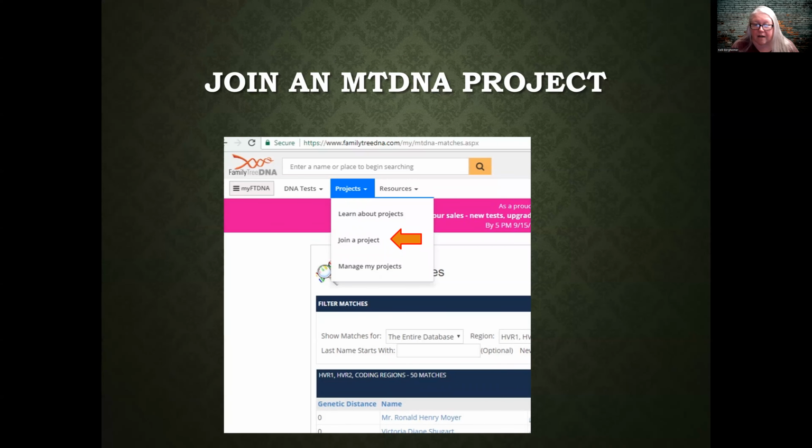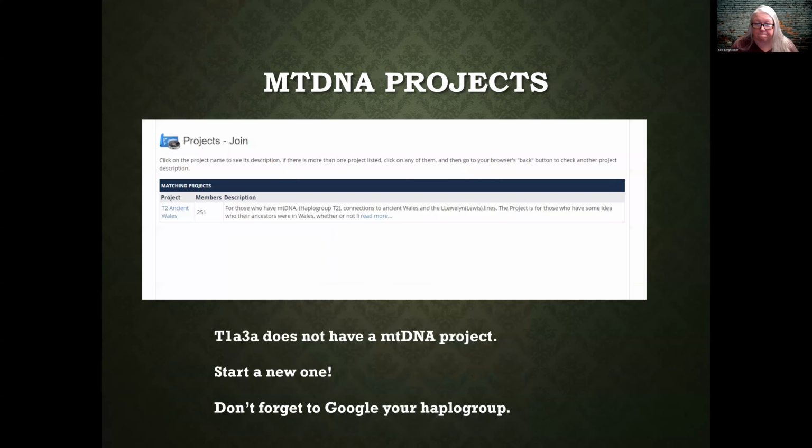You can join a project. So there are all kinds of ways that you can join projects by regions and things like that. And you can join the project by haplogroup. So when I looked for my group, it doesn't have a specific mitochondrial DNA project. I could start one, in my free time. But don't forget to Google your haplogroup, because that's another thing where you might find a lot more information.